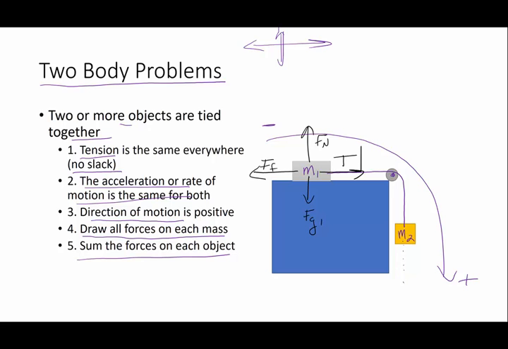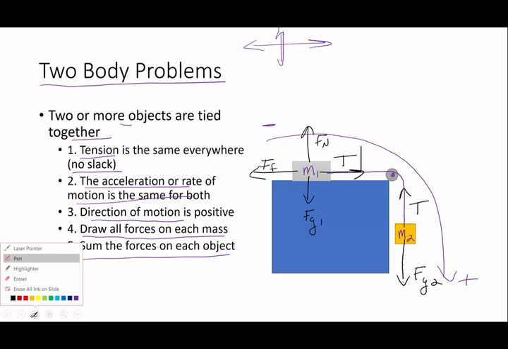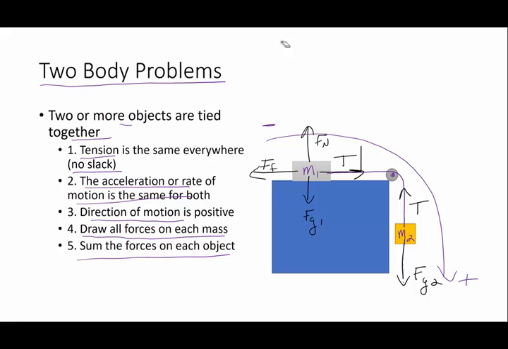Mass 2 only has 2 forces. Force of gravity on block 2, and then upward tension is acting in that direction. Now, when you sum the forces on these objects, I was looking for my eraser. Hold on, let me grab my eraser here and erase this mess.